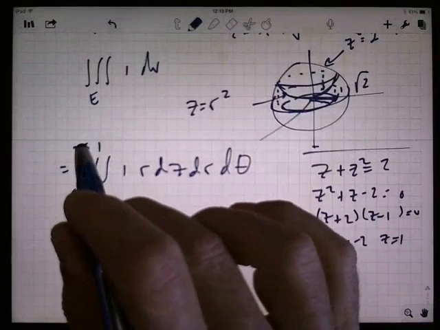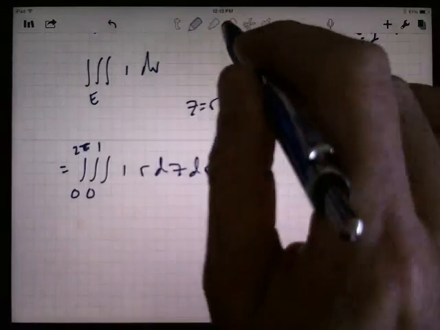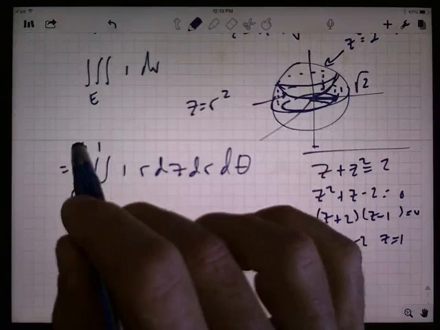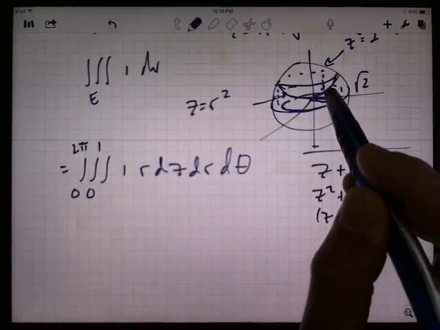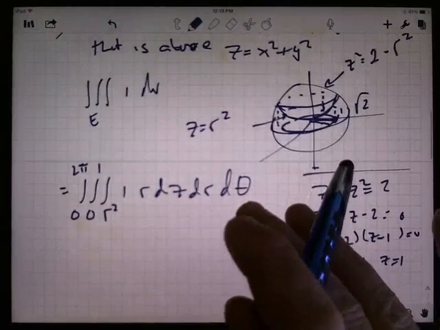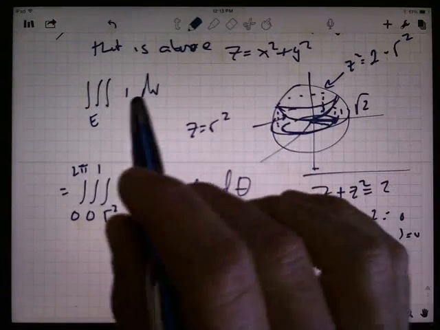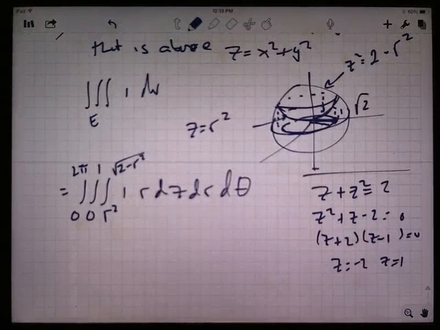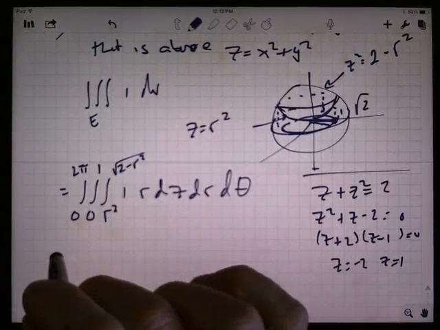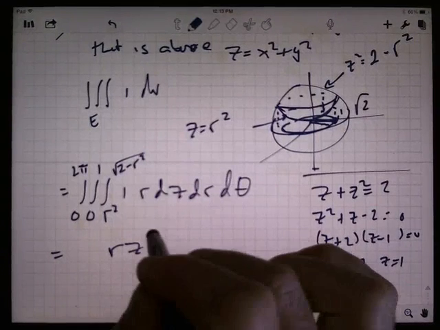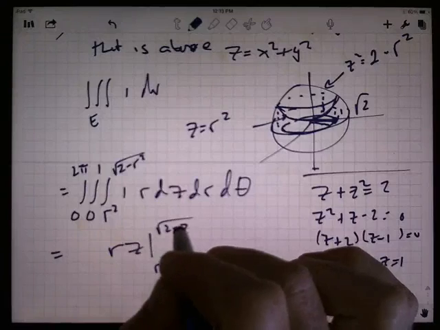So theta is from 0 to 2 pi. R is from 0 to 1. And then z goes from the bottom function to the top function. The bottom function is r squared. The top function is the square root of 2 minus r squared. Okay. Integrate with respect to z.